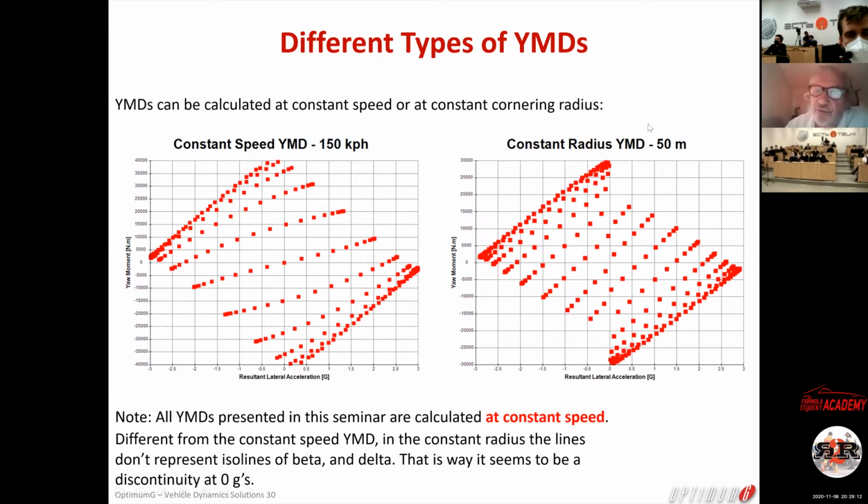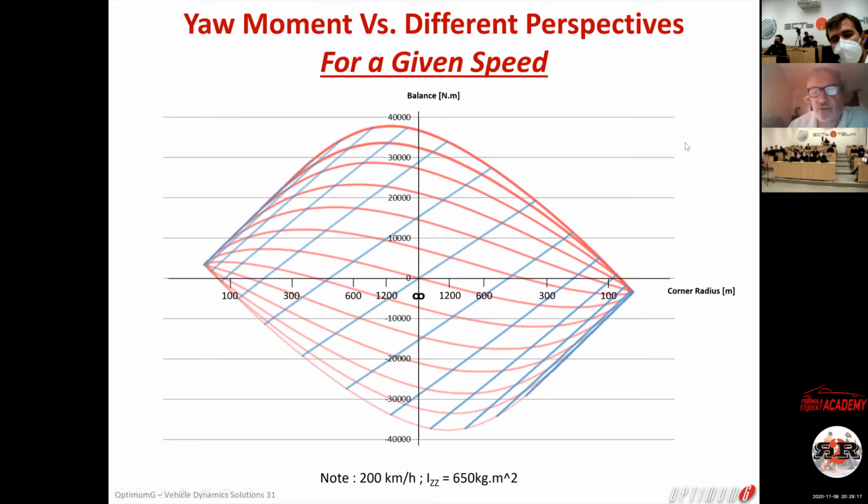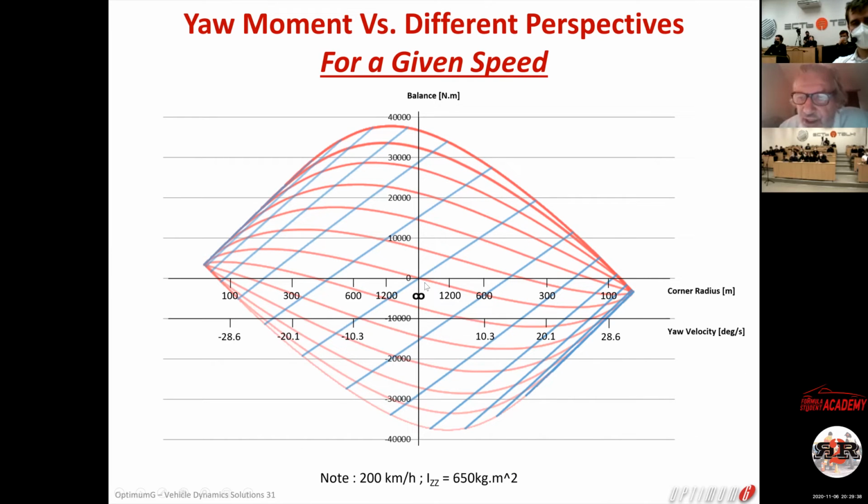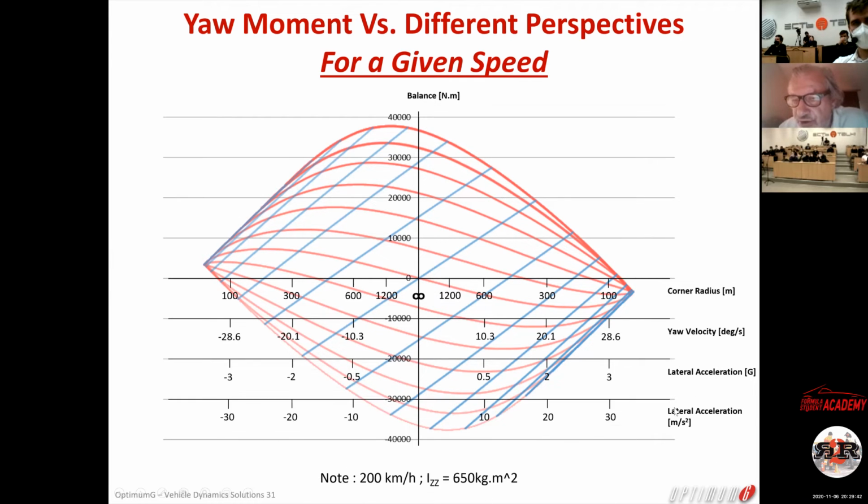This is an example where you are on a given radius of 50 meters. So let's try to understand what you do with this. You have a yaw moment at a given speed, and you can look at the yaw moment as the balance. Here you can have the lateral acceleration, which can be expressed in G, or in meters per second squared.